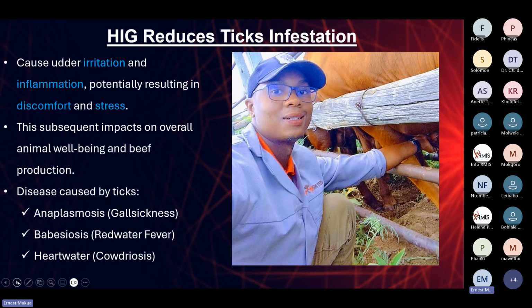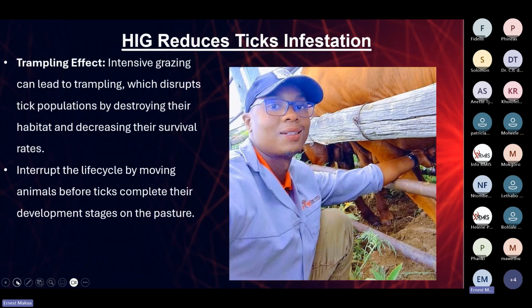Then there is cowdriosis, heartwater. So it's very important that you do tick control on your farm. But then how does this fit in terms of circularity of nutrients? Based on the data that we collected in South Africa, let's speak about the trampling effect.